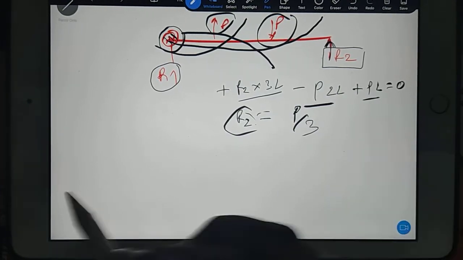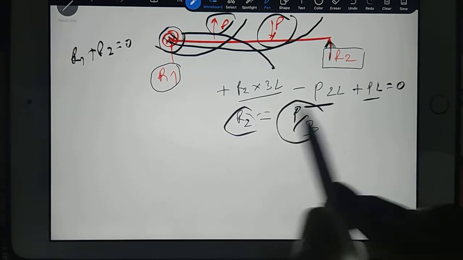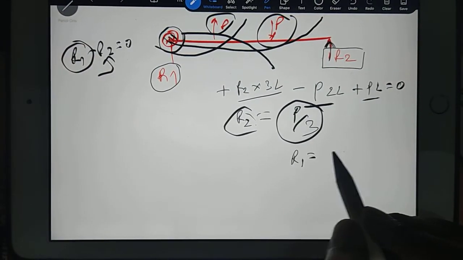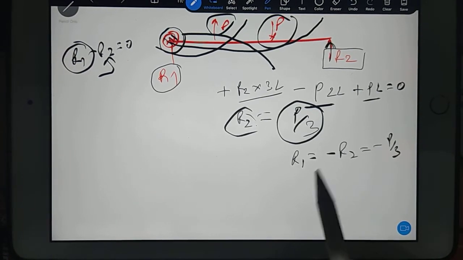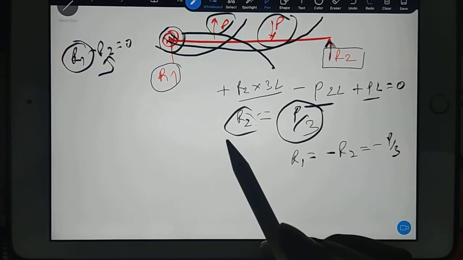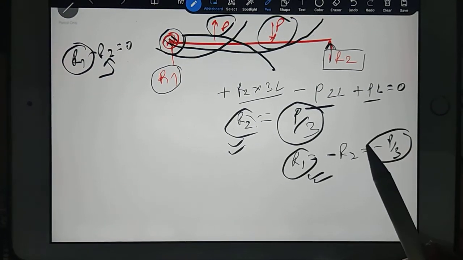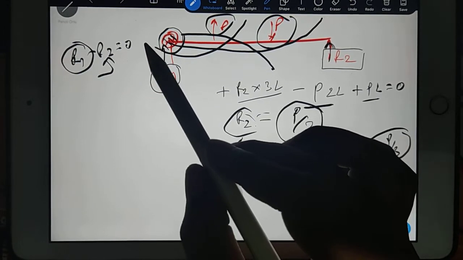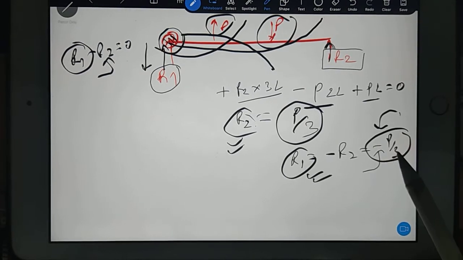Now, already we have got the equation R1 plus R2 is equal to 0. So this R2 value we can substitute here and we can find out the R1 value, right? So your R1 is equal to minus R2. It means what? Minus P by 3. It means we got all the forces. R1 is minus P by 3. It means in reality, we have considered R1 upward, but in real life R1 is acting downward with this much magnitude P by 3. Okay, minus sign means that.